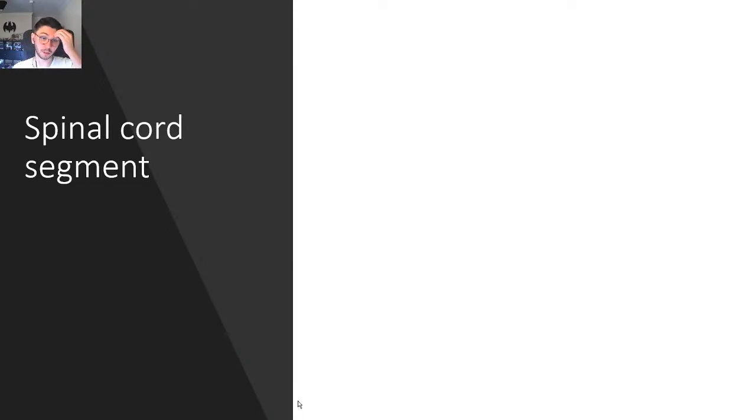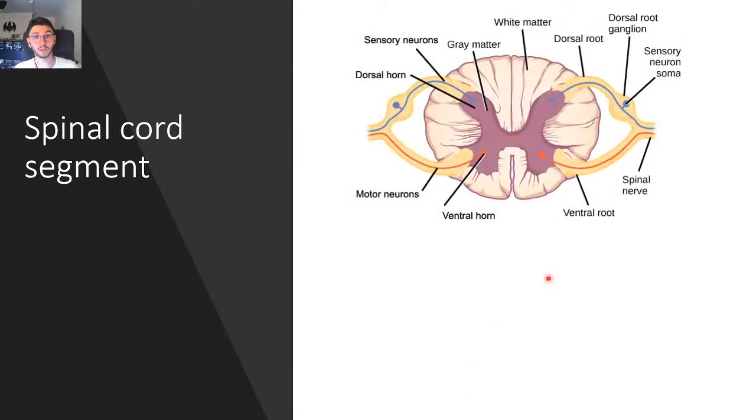So let's look at the spinal cord a little bit further. This is something we should all be familiar with. So we have the dorsal root, ventral horn, dorsal horn. And what we see here is that the anterior root, or the ventral root, has motor neurons. That's depicted here in red. So those are motor neurons, and that's called an efferent.